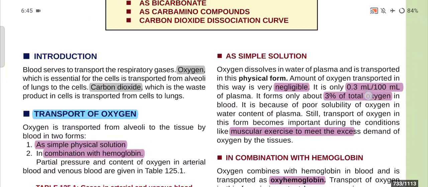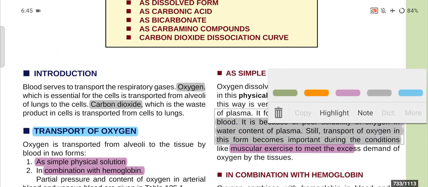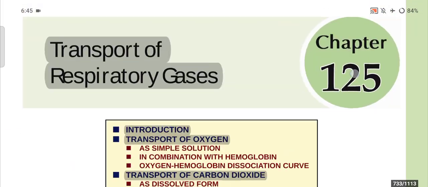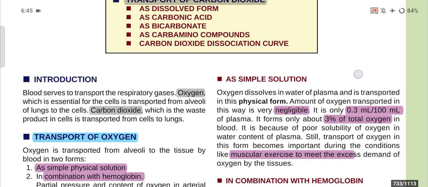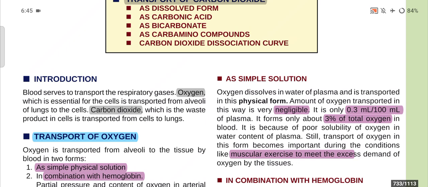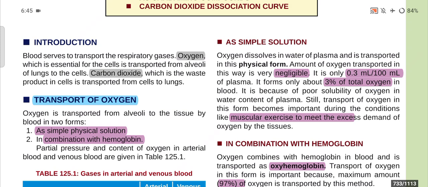First of all, we have discussed the introduction part, that is, blood serves to transport respiratory gases. Oxygen, which is essential for the cells, is transported from the alveoli of the lungs to the cells, and carbon dioxide, which is a waste product in the cells, is transported from cells to lungs. Now transport of oxygen occurs by two methods. One is simple physical solution and one is combination with hemoglobin.